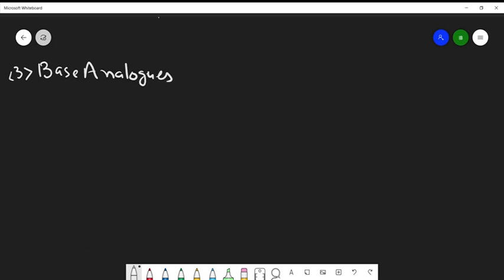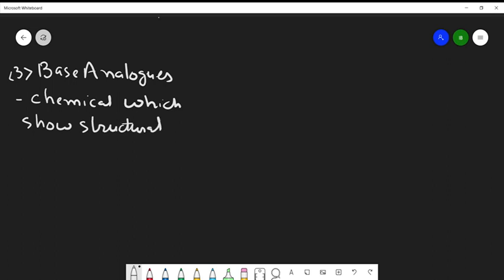Base analogues are those molecules, those chemicals, which show structural similarity with the normal bases. So these are the chemicals which show structural resemblance with normal bases.